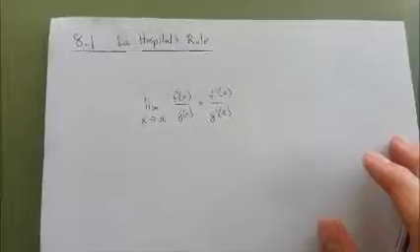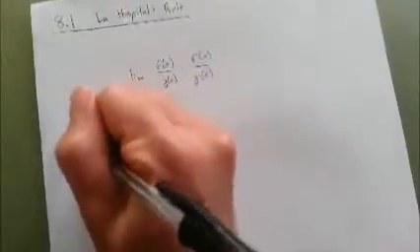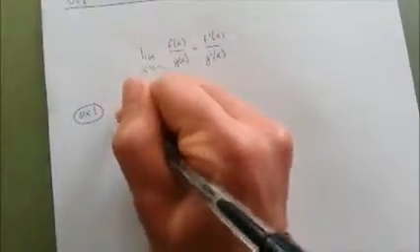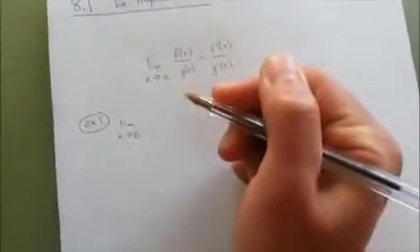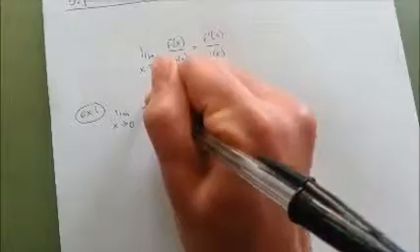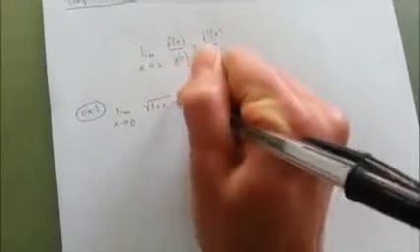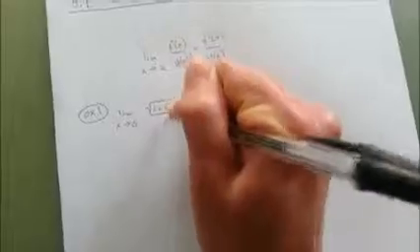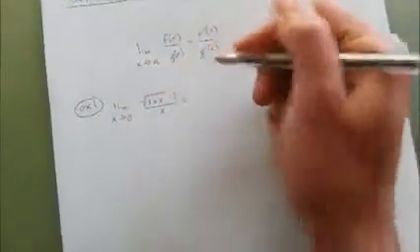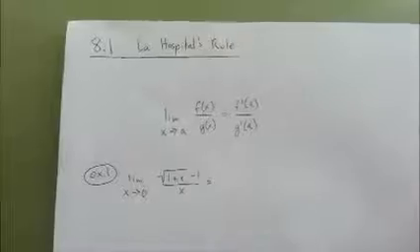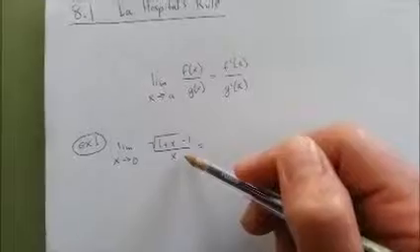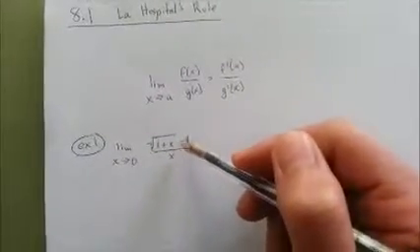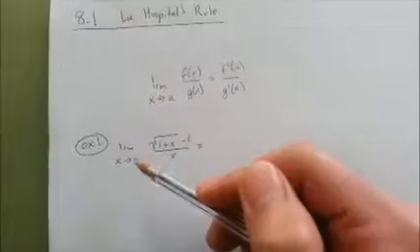So, start with an example. Example 1. Find the limit as x approaches 0 of the square root of 1 plus x minus 1 over x. As we apply L'Hopital's rule, we're going to take the derivative of the top and the derivative of the bottom with respect to a, which in this case is 0.